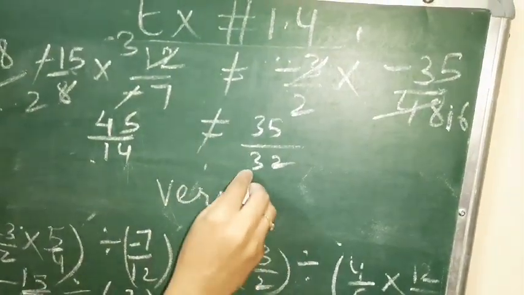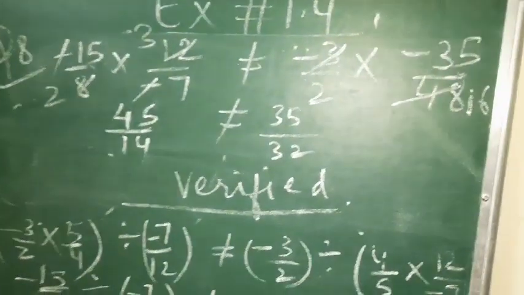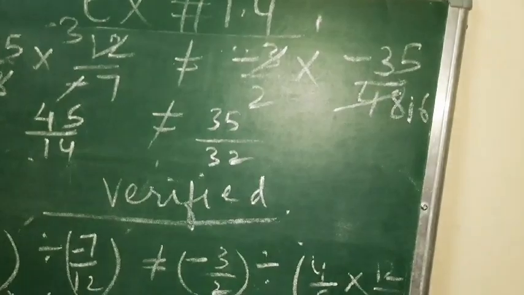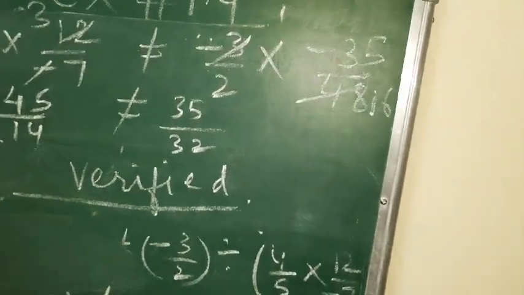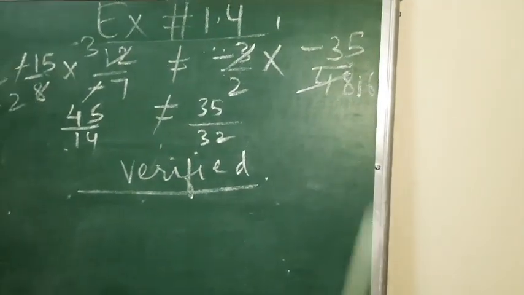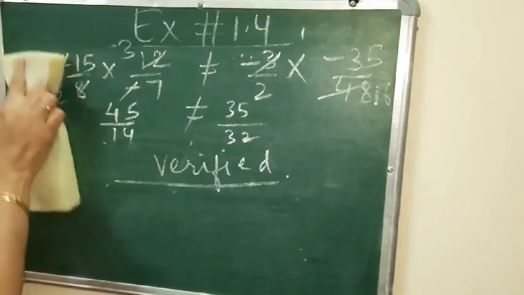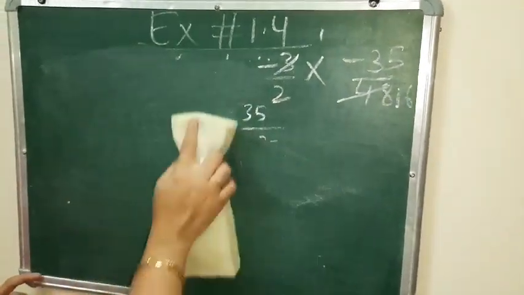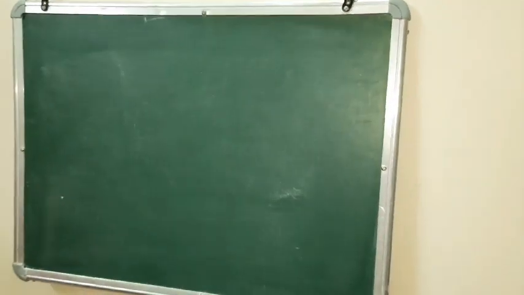So it is verified. So question number 5, 6 and 8 we have done, and 7th question I have given as a homework. So your exercise 1.4 is complete. Today I am starting with your new exercise also, in which we have to deal with representation of rational numbers on number line.